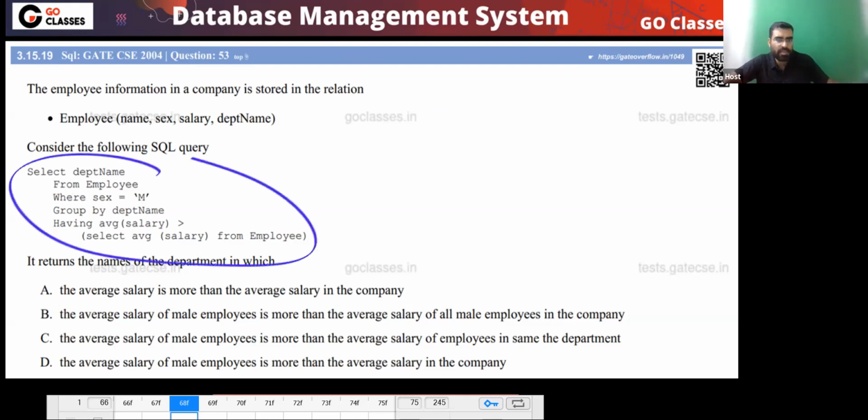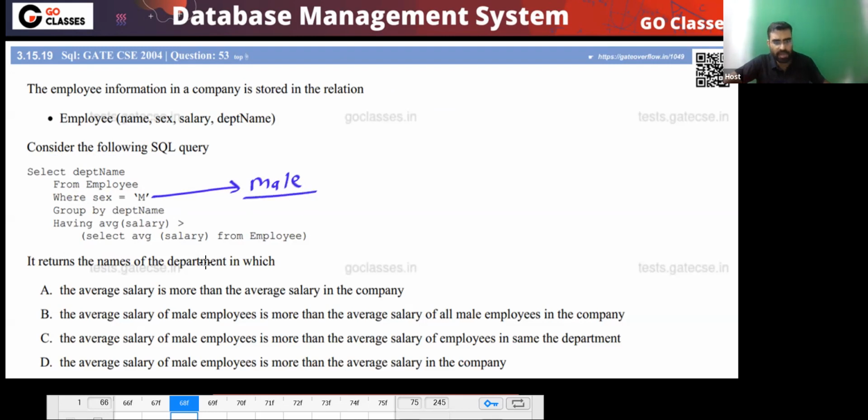So this is a direct query. In this query, what is the question saying? First of all, you are selecting male people. I am selecting directly from the employee table, this is the first step. So first I will select all the male people.